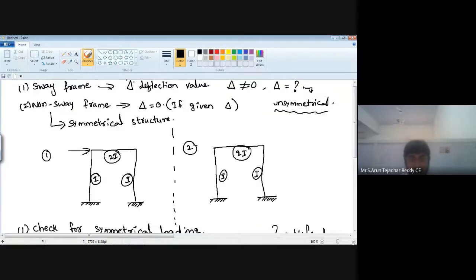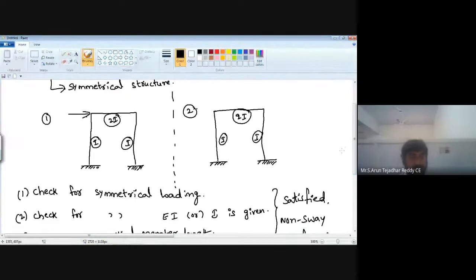See, in the first diagram, the first condition is to check for symmetrical loading. Suppose here one load is acting, maybe 100 kilonewton. Just imagine, for example, I am talking about only the first diagram. After that, we will see the second diagram. So in the first diagram, the load acting is 100 kilonewton. Is it clear?